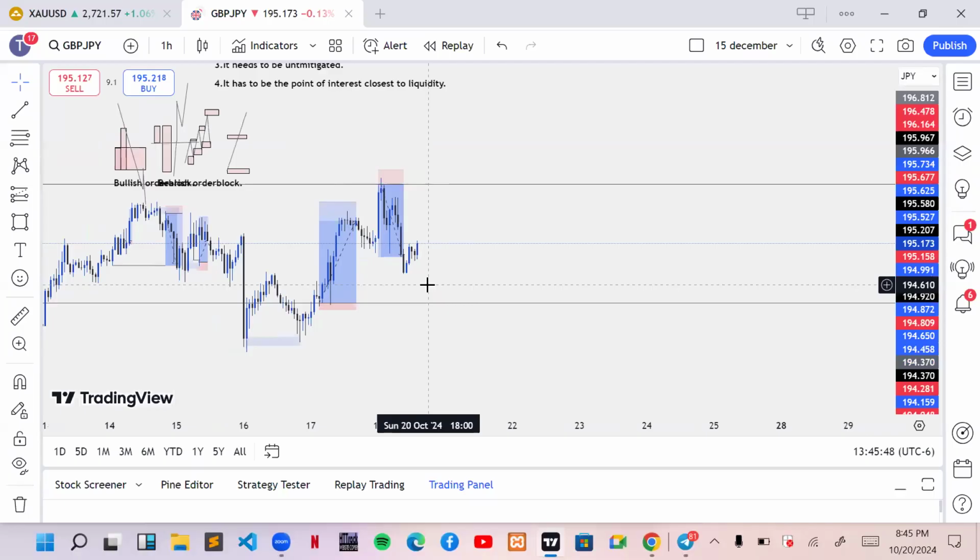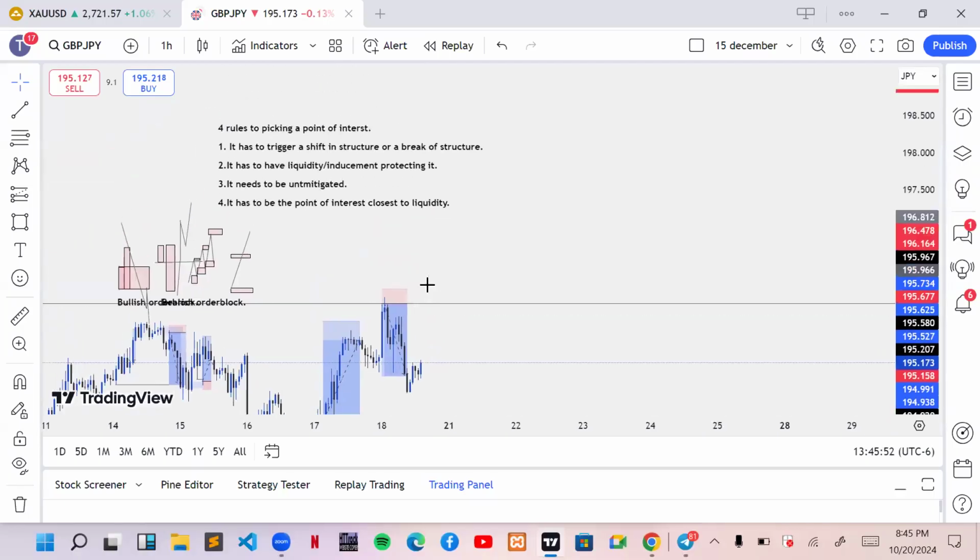Knowing when to pick between an order block and a breaker block, you need to pay attention to all these four criteria. That's why I have a shift in market structure. That's why I have liquidity protecting it. It needs to be unmitigated. It now has to be the point of interest closest to liquidity. Meaning that you can only use the order block if your breaker block was mitigated. If your breaker block was unmitigated, you have to pick your entry from the breaker block because it will be the closest one to liquidity.